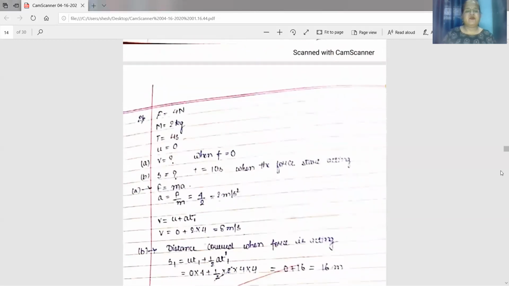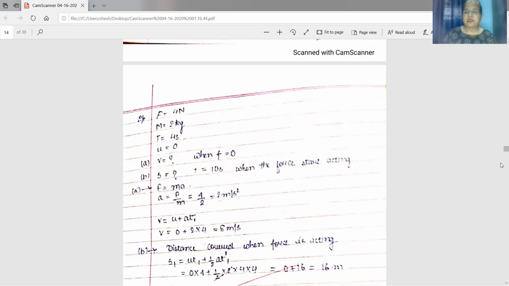So force is given 4 Newton, mass is given 2 kg. Using these two, we can find out acceleration. F equals ma, so a equals force by mass. Force is 4 Newton, mass is 2 kg. You are getting 2 meter per second square. Final velocity you want to find out: v equals u plus at. Here u is 0, a you got 2 and t is given 4 seconds. So v equals 0 plus 2 into 4, or 8 meter per second.